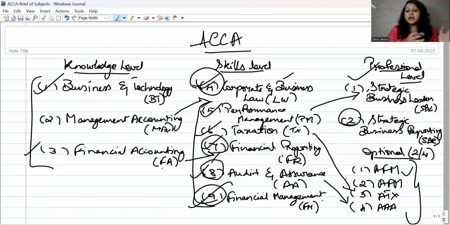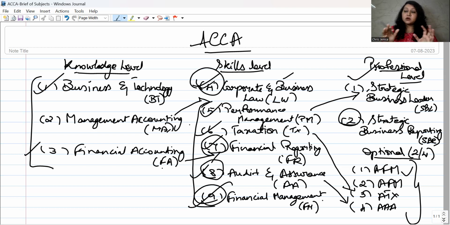Now, as I'm entering into my professional level, I have to choose which is the best order in which I can appear for the papers. Or even the combination, some students tend to appear for two papers at a time. If that's the case, even in your skills level, knowledge level, I told you can combine one theory paper with a practical paper, that is BT with MA or BT with FA, or corporate law with MA or corporate law with FA.